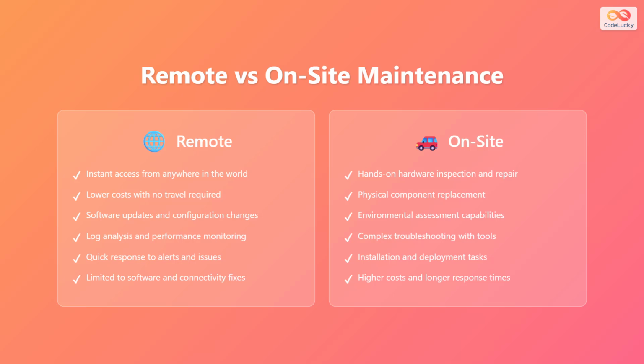On-site maintenance provides hands-on hardware inspection and repair capabilities. It is necessary for physical component replacement, environmental assessment, and complex troubleshooting with specialized tools. On-site work also covers installation and deployment tasks. The trade-off is higher costs and longer response times. The most effective maintenance strategies combine both approaches appropriately.